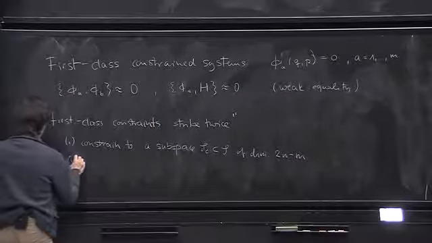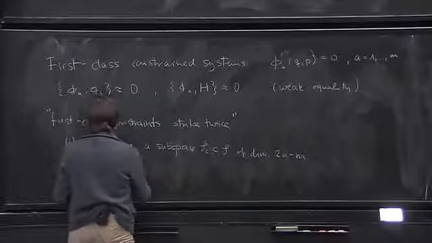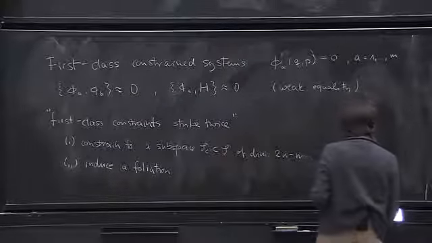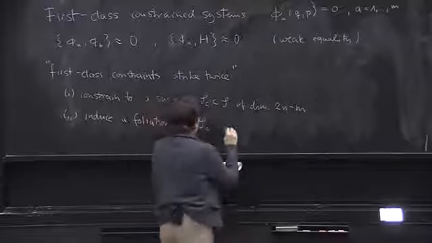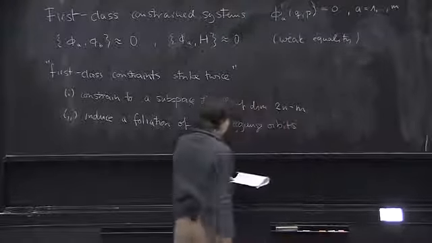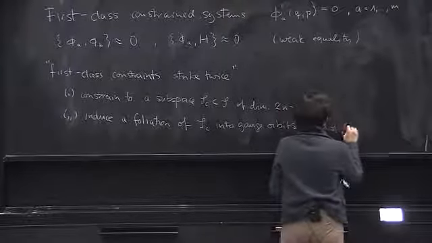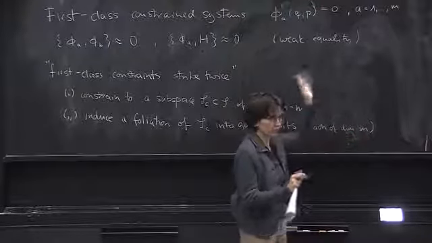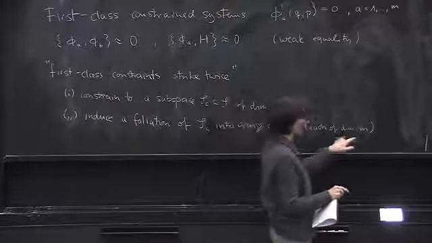And secondly, they induce a foliation of the constrained surface S_C into gauge orbits. Each of these gauge orbits has dimension m. And the fact that this is true rests also on the assumption I've stated somewhere along the way, that these m constraints are really independent, they span independent directions in phase space.